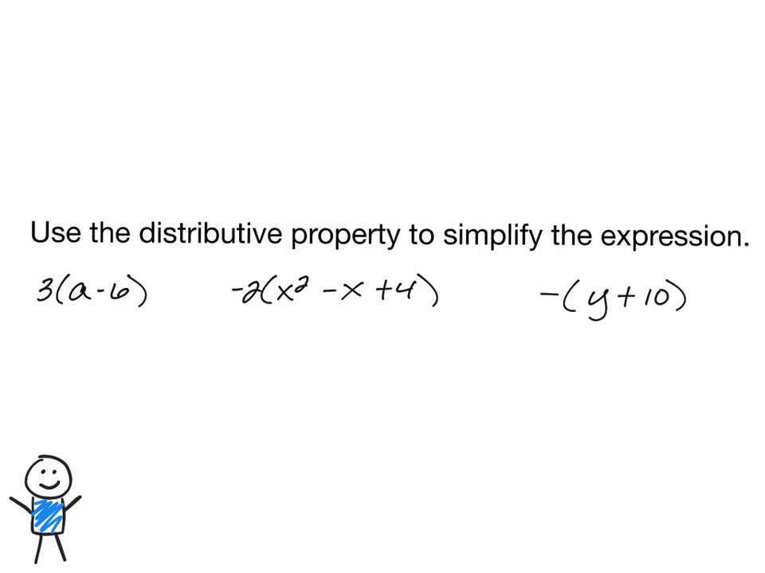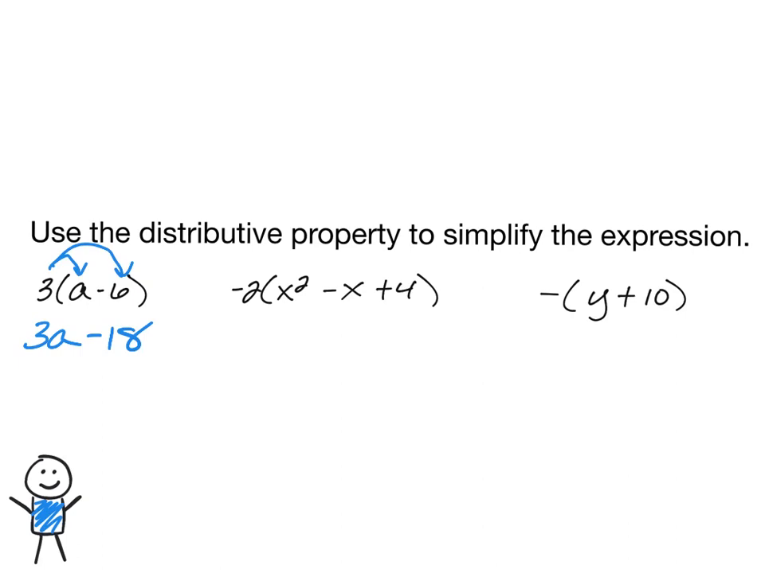So this problem to the left says 3 times the quantity of a minus 6. And I know this means multiplication, so let's distribute that 3 to the a. 3 times a is 3a, that's pretty easy. And 3 times the other term, which is a negative 6, gives you a negative 18. That is using the distributive property to simplify.